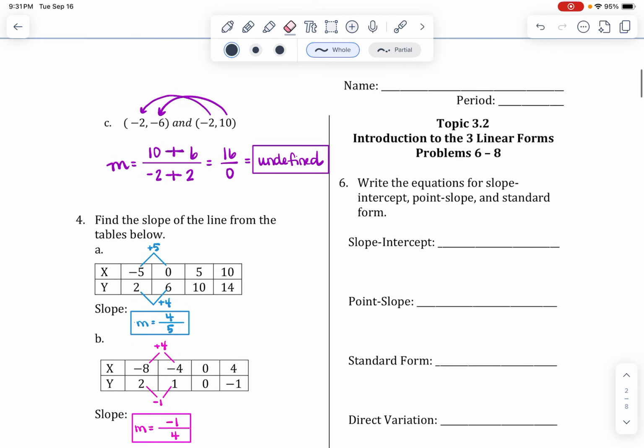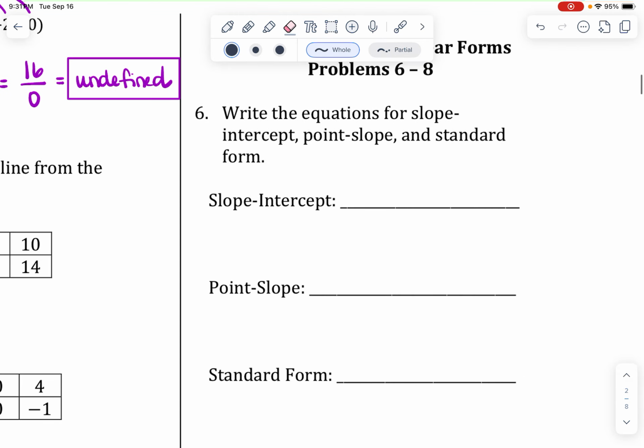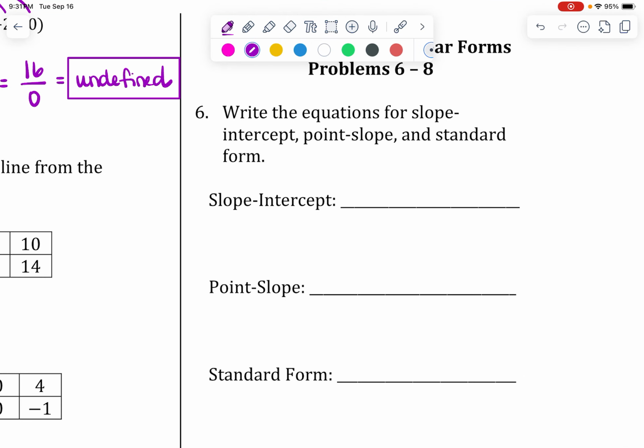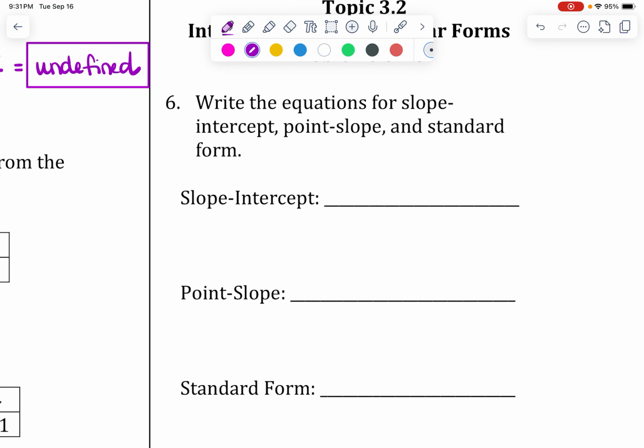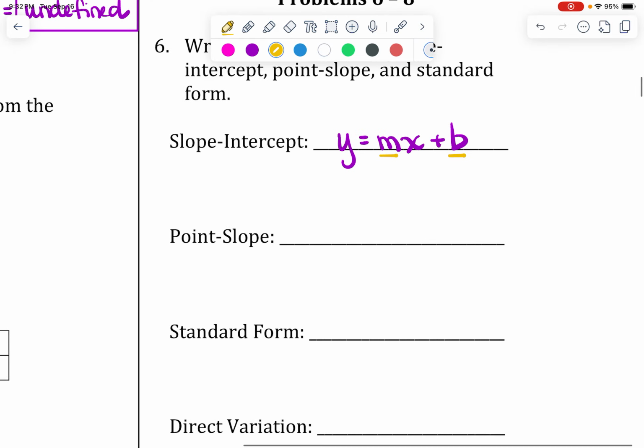All right, let's hop up here. Being able to write equations. We're going to go ahead and write all the forms here really quick. This will not be on your test really because it's on your formula chart, right? We're just putting it on your review to make sure that you know all your forms. So slope-intercept is, of course, y equals mx plus b. And it's called slope-intercept because the m is the slope and the b is the y-intercept, right?